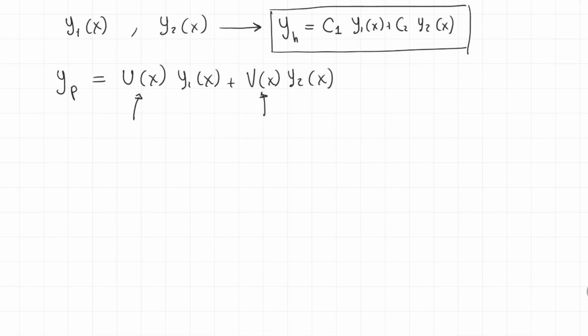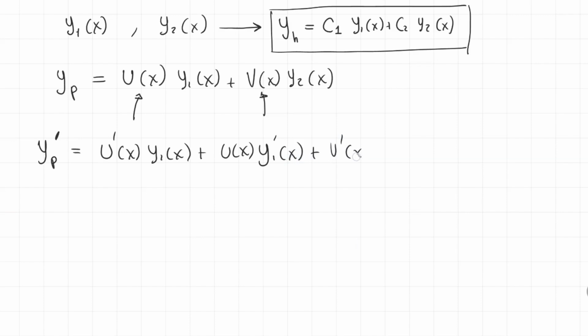Well, you know that we need to take the first derivative of y. So what happens if we calculate that? We are going to get u prime of x times y1 of x plus u of x times y1 prime of x plus v prime of x times y2 of x plus v of x times y2 prime of x.